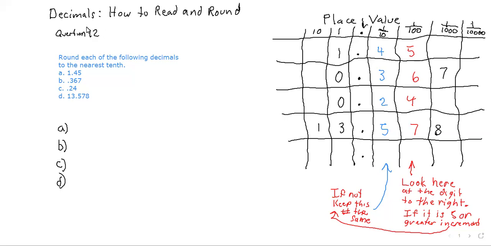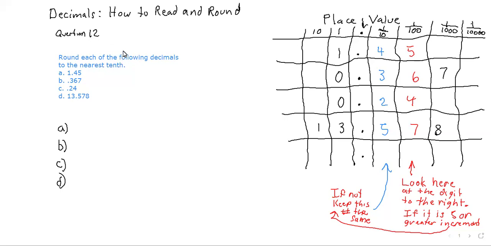The section we're working on currently is decimals, how to read and round. This is a requested question. The question number is 12. So we're working on question 12. So let's get started. The question states, round each of the following decimals to the nearest tenth.